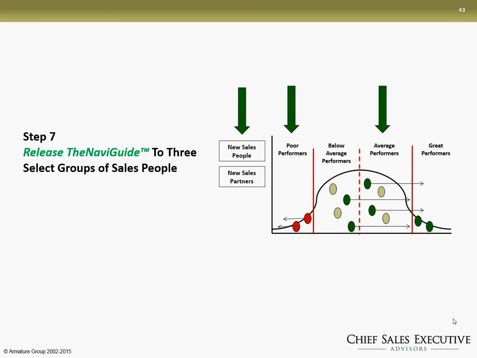The second group is your poor performers. The TheNaviGuide has an excellent track record of helping poor performers become great performers.